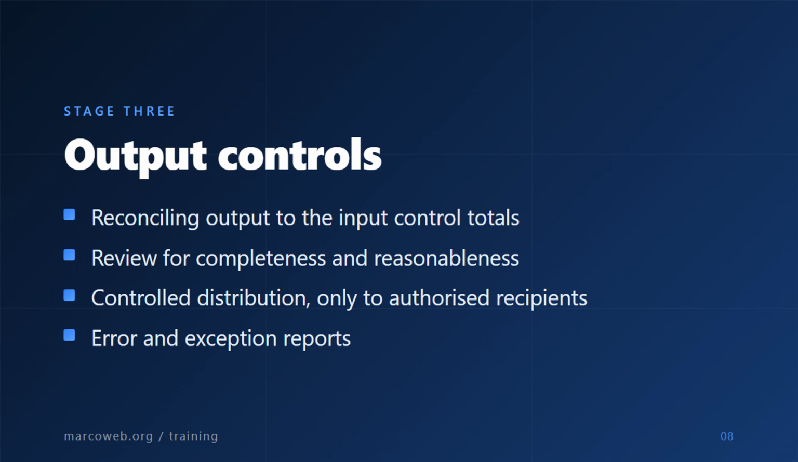Stage 3, output controls, ensure the results are complete, accurate, and reach only the people entitled to them. Reconciling the output back to the input and processing control totals. Review of the output for completeness and reasonableness. Controlled distribution, so a report of sensitive data goes only to authorized recipients. And error and exception reports, surfacing what did not process correctly.